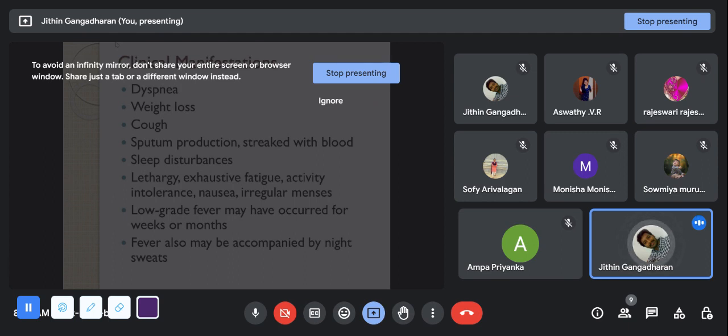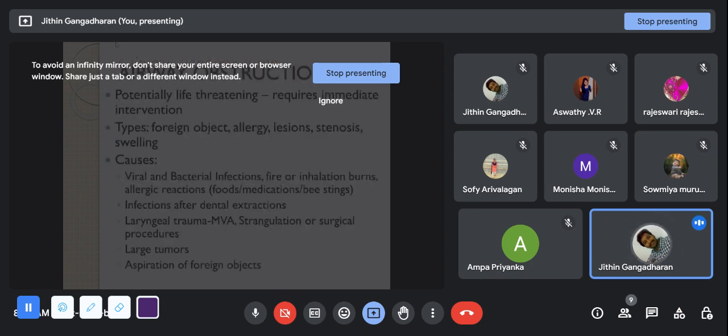And fever may also be accompanied by night sweats. Note that point. Fever associated with night sweats is a classical sign of lung abscess.